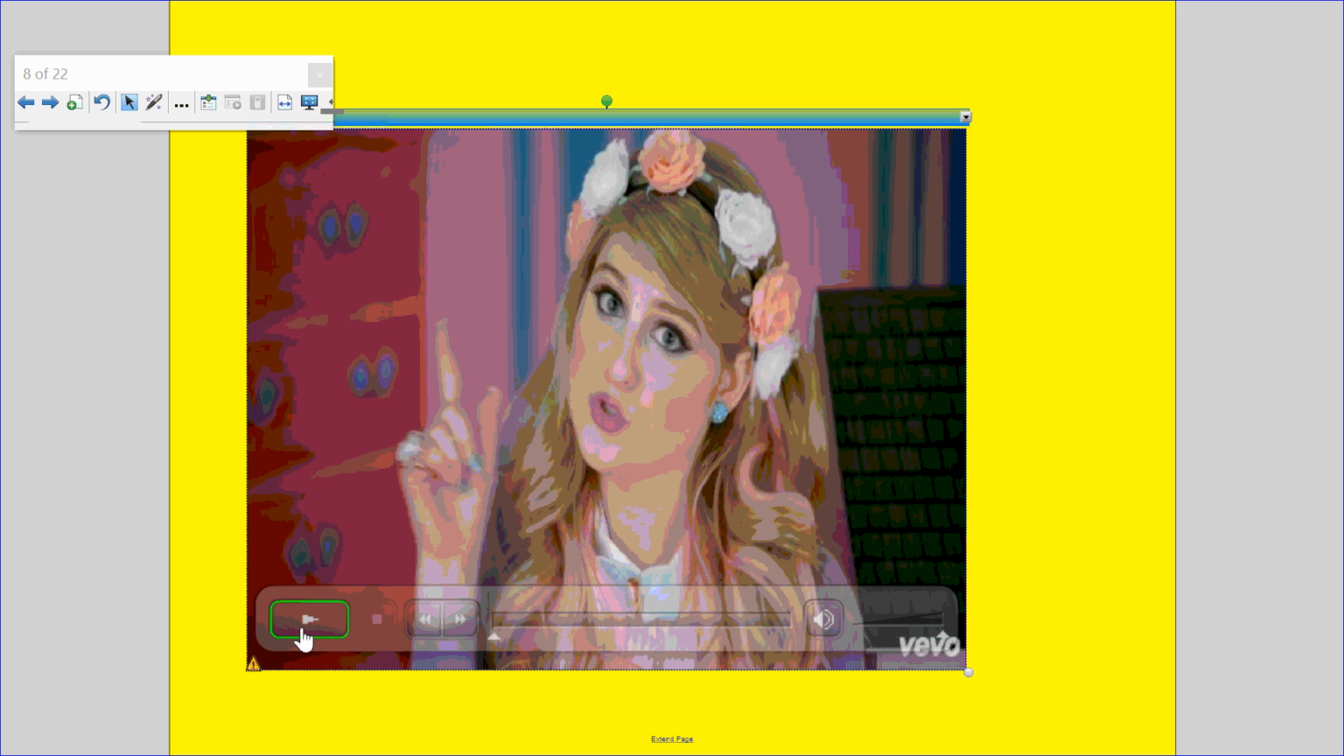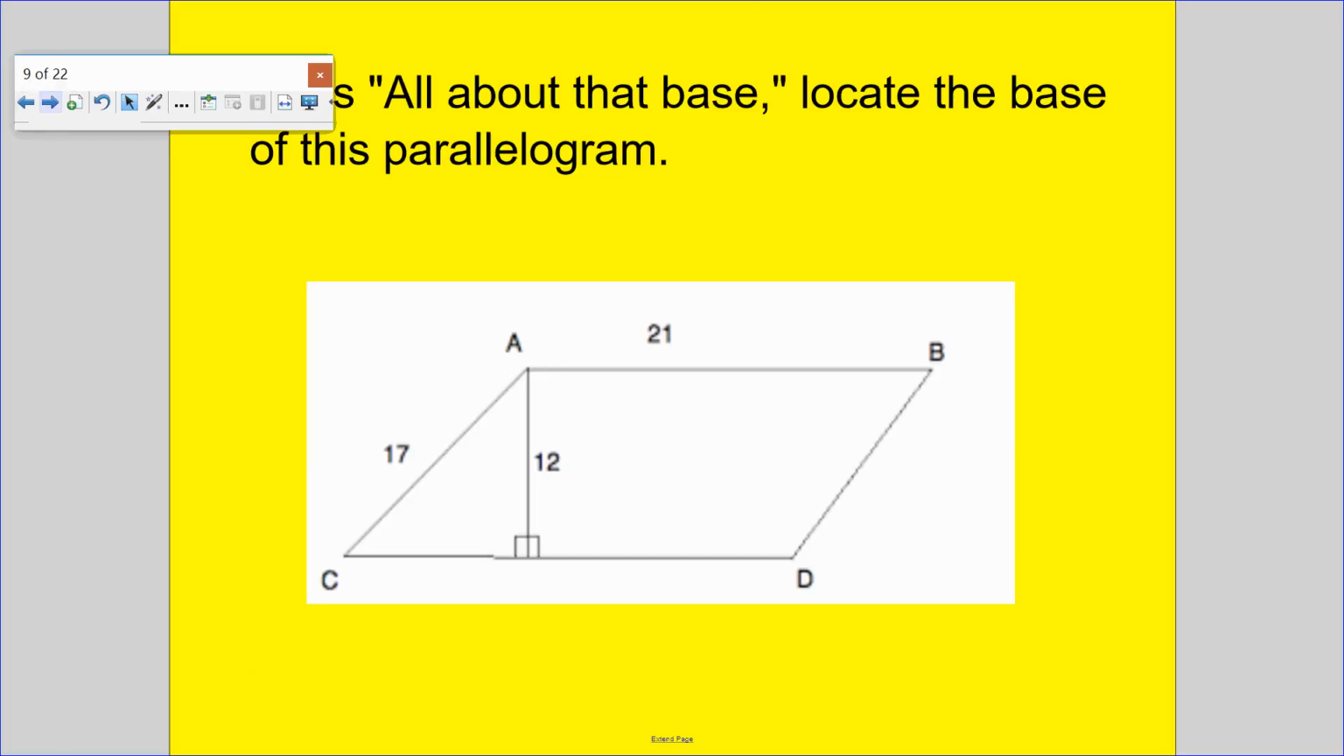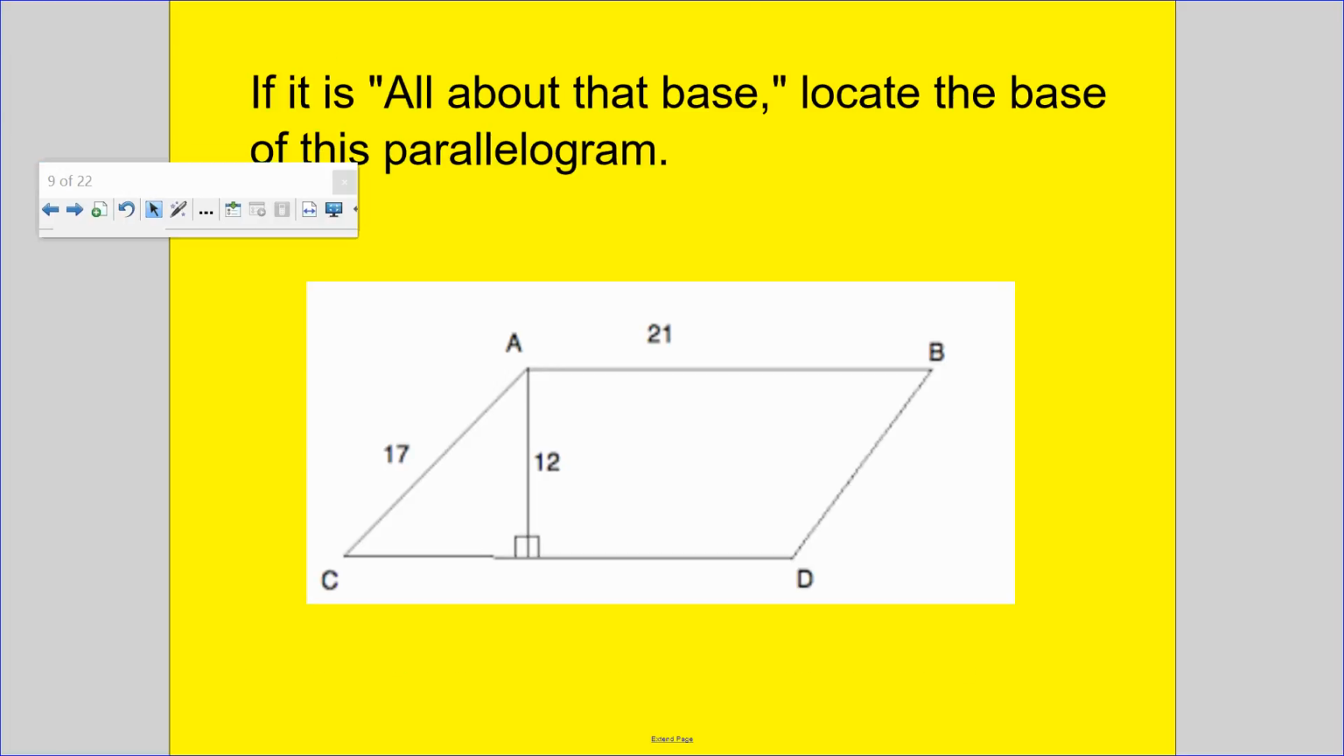So the song was a very, very famous song several years ago. It's all about the bass. So if it is all about the bass, locate the base of this parallelogram.